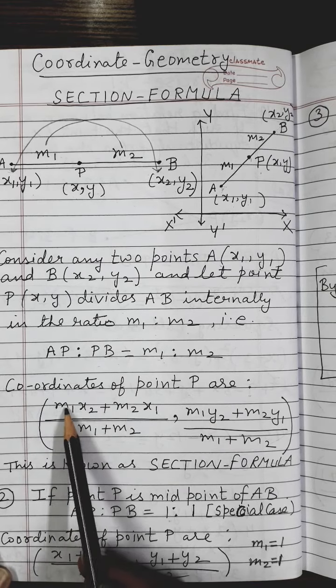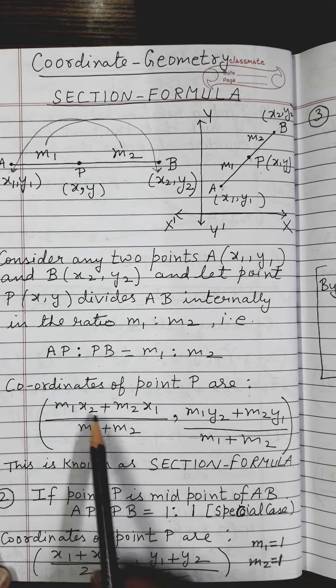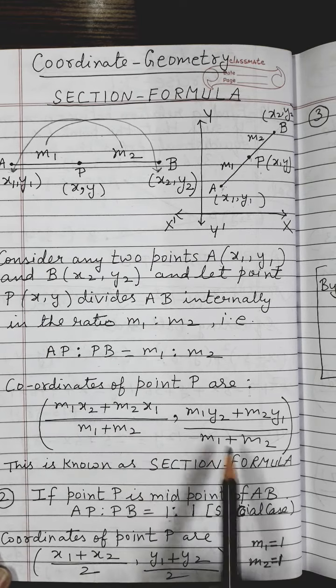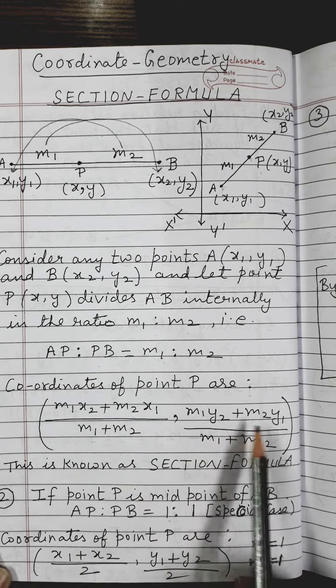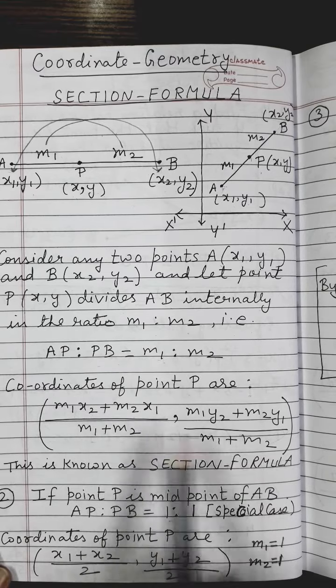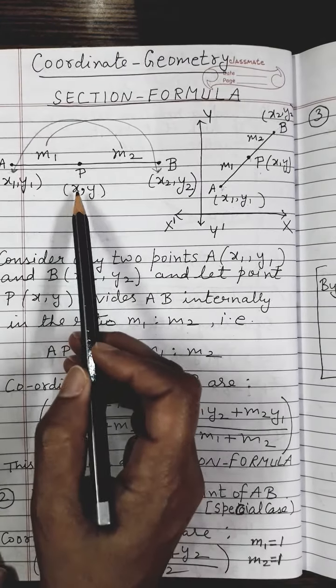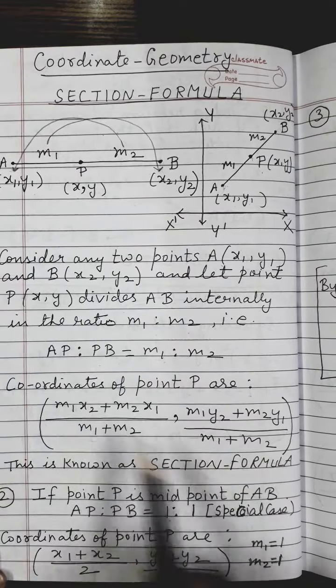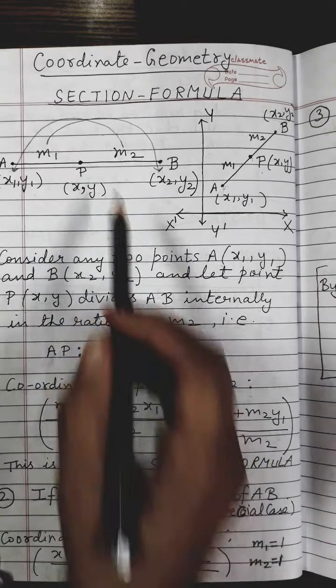Now look at this formula. It is m1 into x2 plus m2 into x1 divided by m1 plus m2 comma m1 into y2 plus m2 into y1 upon m1 plus m2. So these are the coordinates of point P which are giving you the values of x comma y. So in order to learn this formula, there is an easier way which I will tell you now.